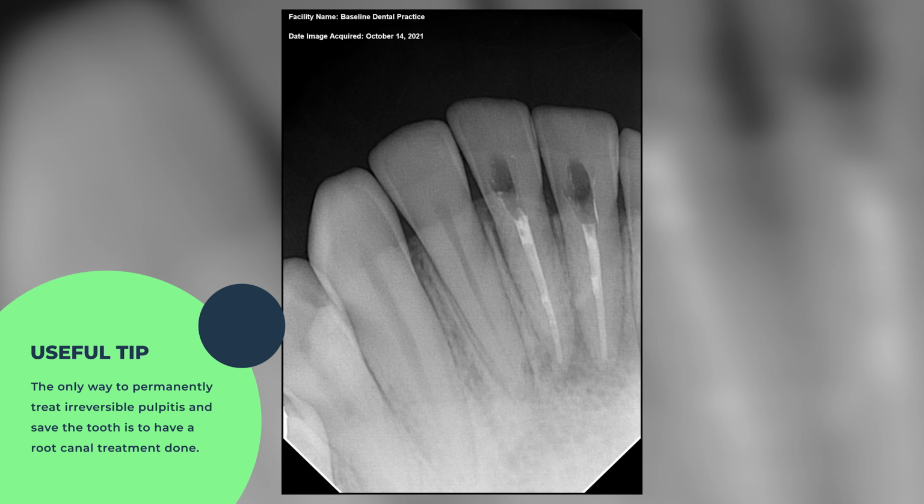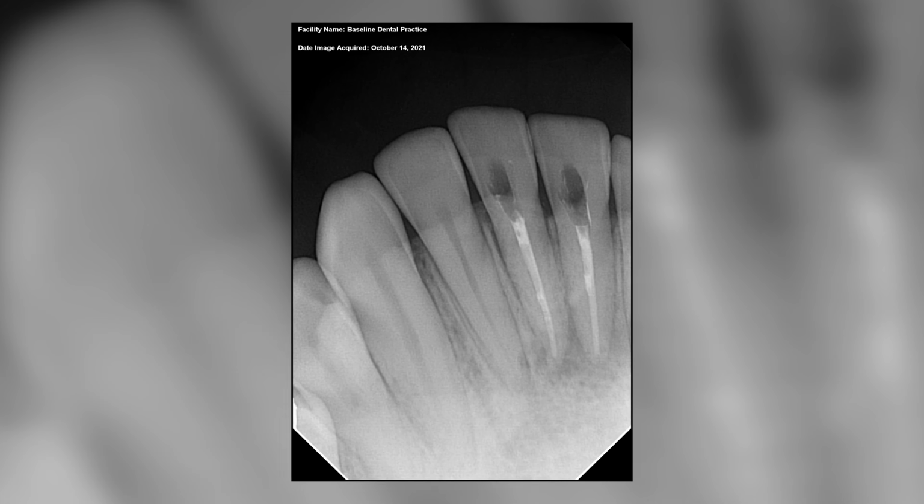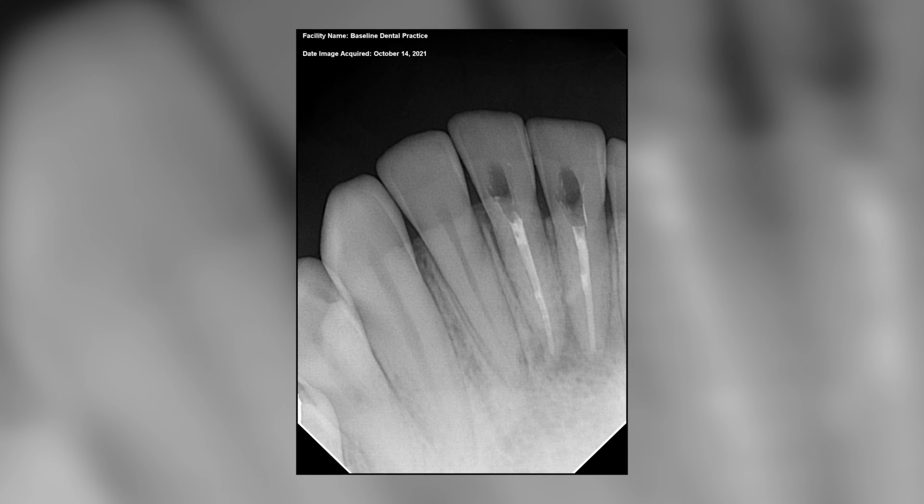The only way to permanently treat irreversible pulpitis and save the tooth is to have a root canal treatment done, and the sooner that is done, the better the results and the success rate of the root canal. And again, for those afraid of the thought of a root canal, once you're numb, a root canal is just a boring appointment and shouldn't be that bad at all once you are numb.